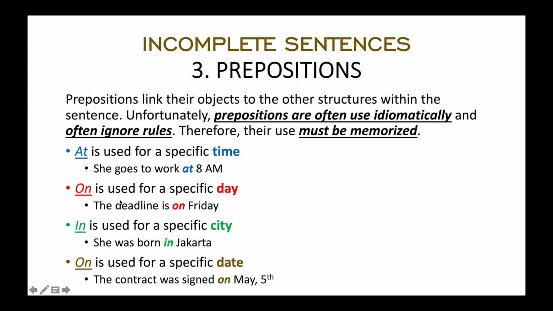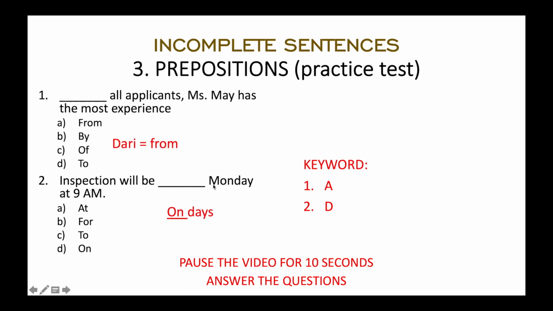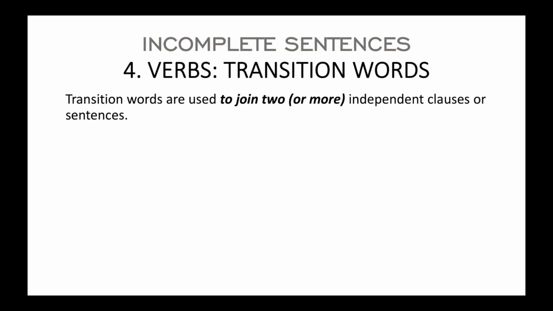On is used for a specific day, Monday. That's it for the third preposition. The next one would be the verbs or the translation verbs.